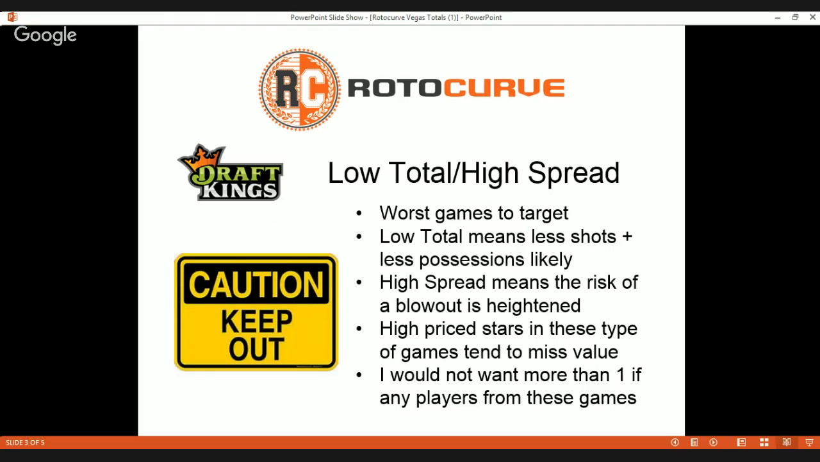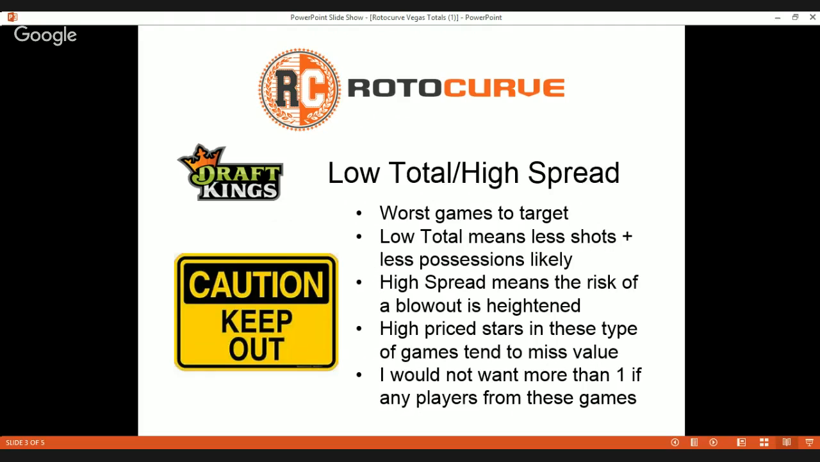And when he plays less minutes, because it's a low total and a high spread game, those are the days where he tends to only put up maybe 28 minutes and 42 fantasy points or something along those lines. When you're looking at who you want to roster from a game with a low total and a high spread, I'm going to be honest with you guys. If anybody, I wouldn't want more than maybe one guy from one of these games.